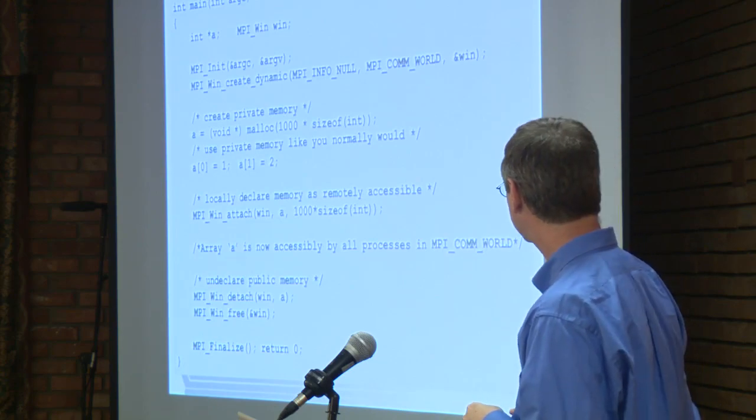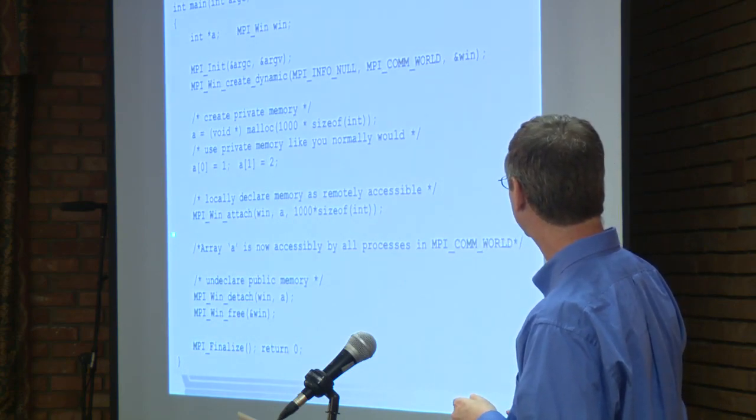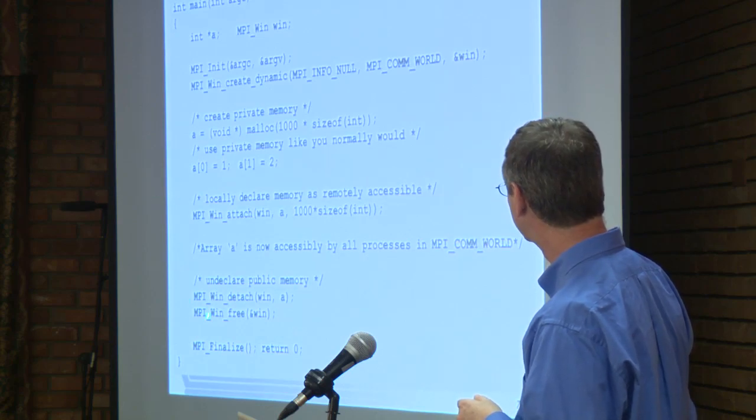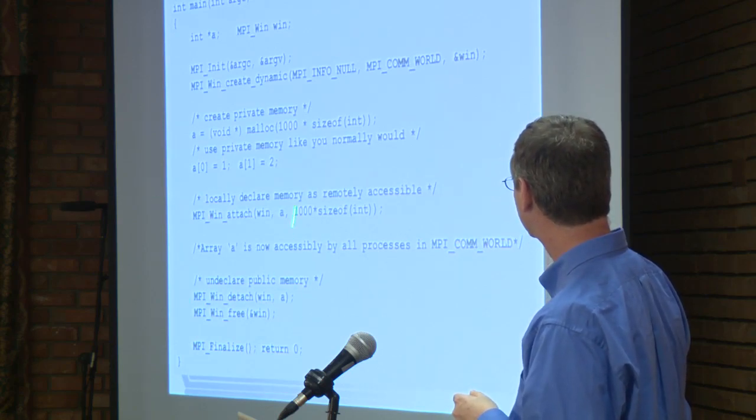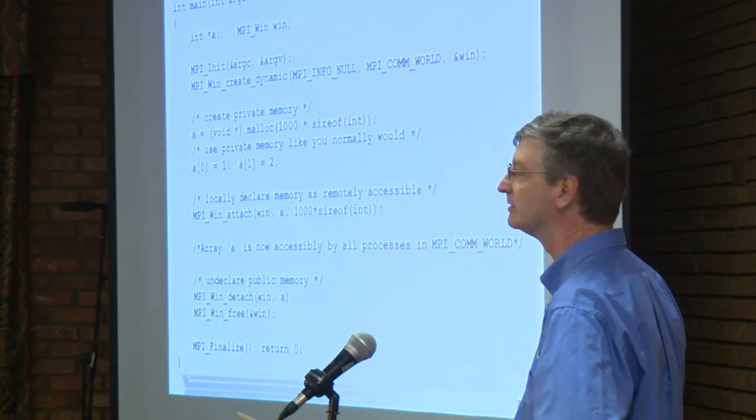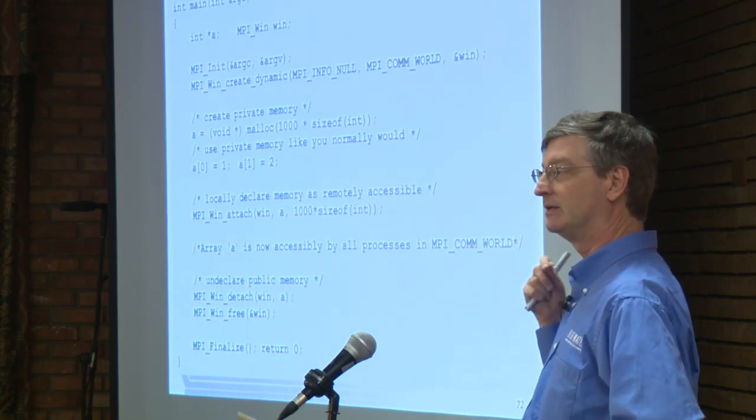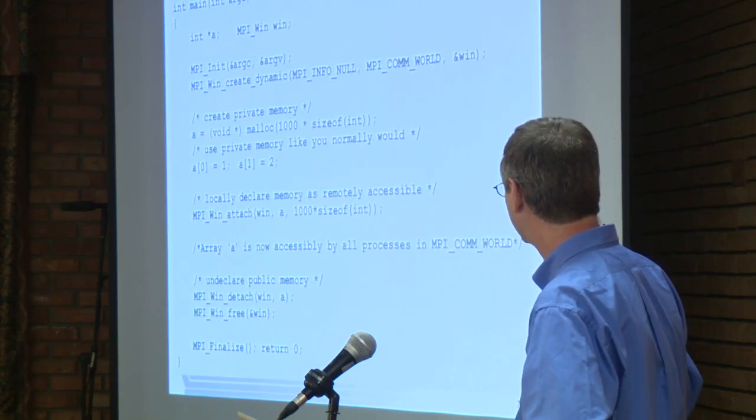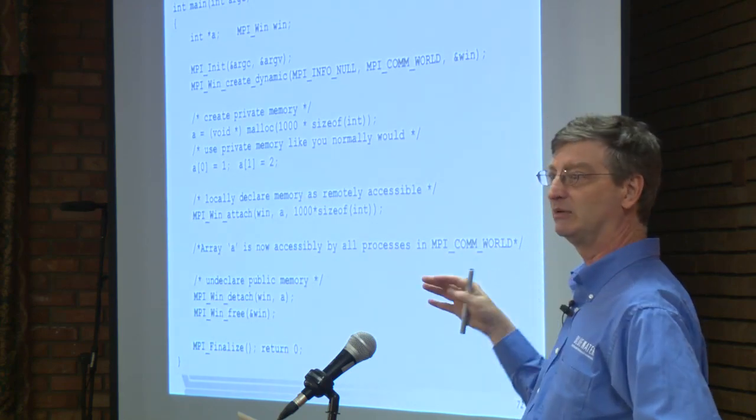Okay. When you're done with this, you can detach it. So again, you take the window and pass it the pointer. That detaches that memory. That means that it's no longer publicly visible. You also can free it; you have to free it separately. Okay, so those are the creation routines.